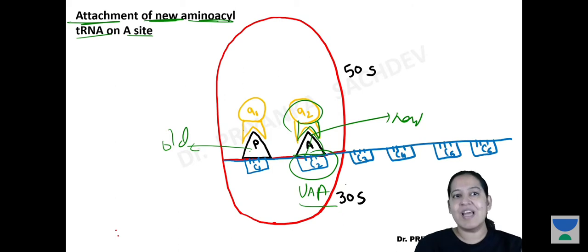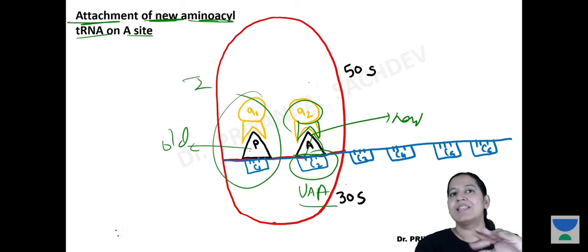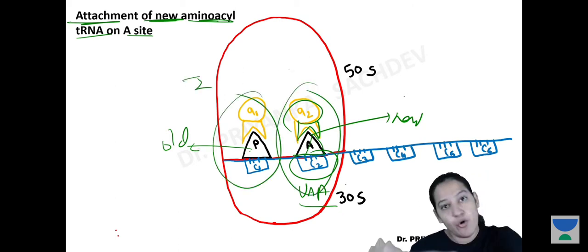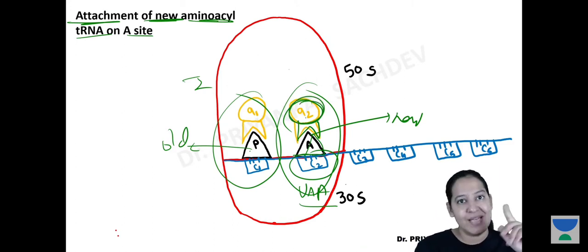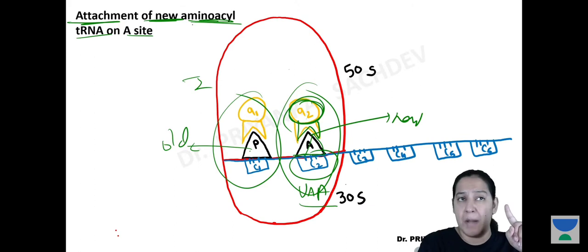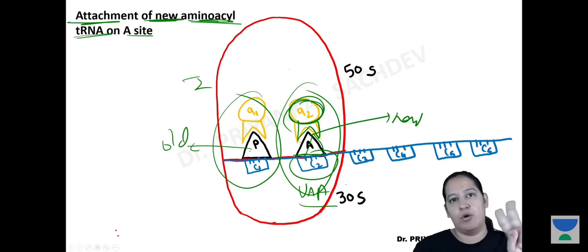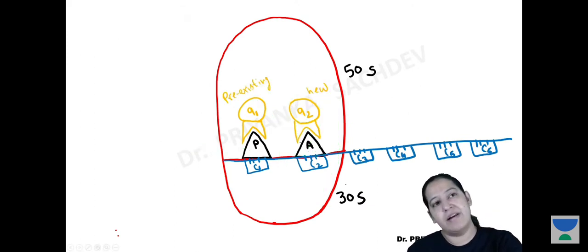So the first step is initiation and the second step is attachment of new aminoacyl. Aminoacyl means amino acid. Aminoacyl tRNA means amino acid on the tRNA on the A window. This is the second step. Give me a thumbs up, everyone, coming on the third step.